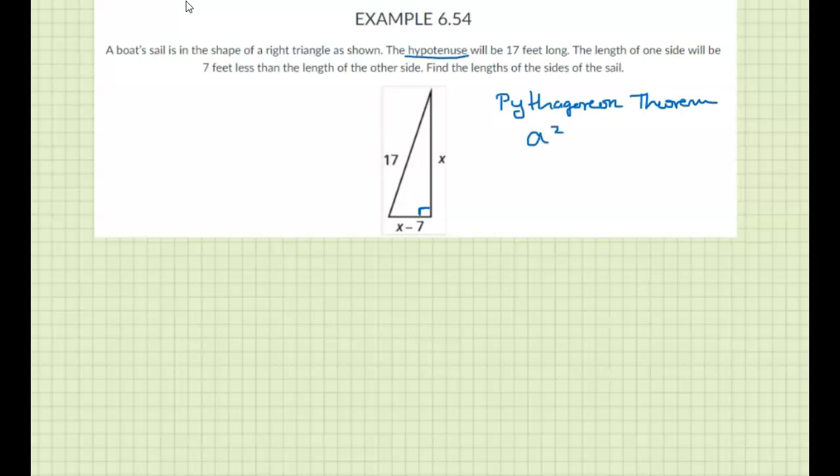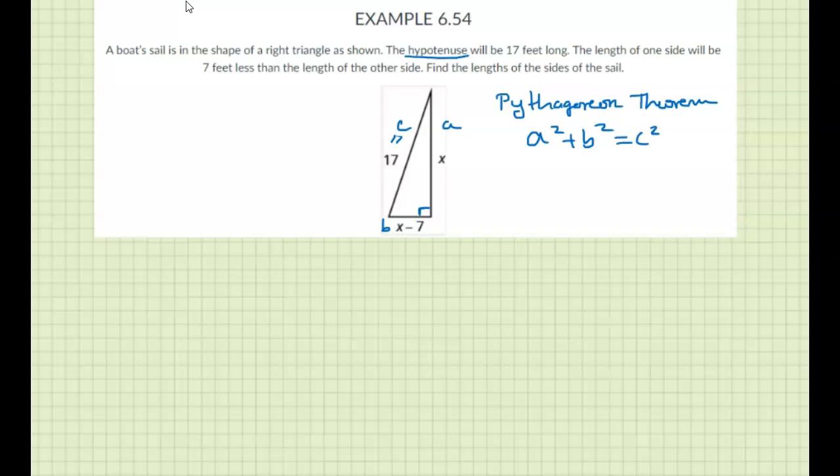Which says a squared plus b squared equals c squared. So the a and the b are the legs. This is like a and this is b. And the c is always the hypotenuse. Right? So this is our basis for this problem. We got to plug in what we know in here and then solve it.